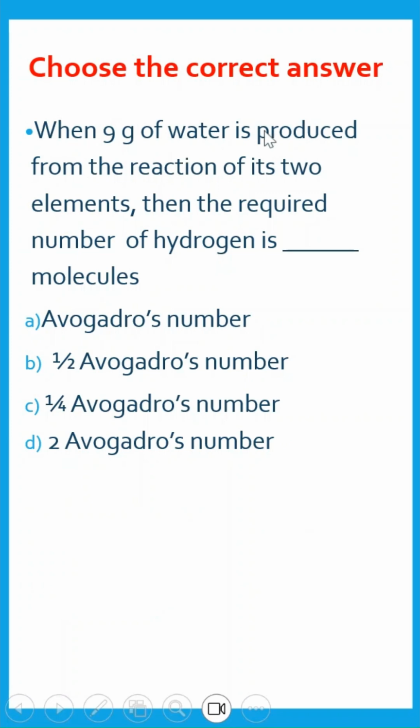When 9 grams of water is produced from the reaction of its two elements, then the required number of hydrogen is how many molecules? As usual, when we have a problem like this, we have a strategy to work on solution. First, in a margin, extract the given information, the unknown information, and the relationship between them.